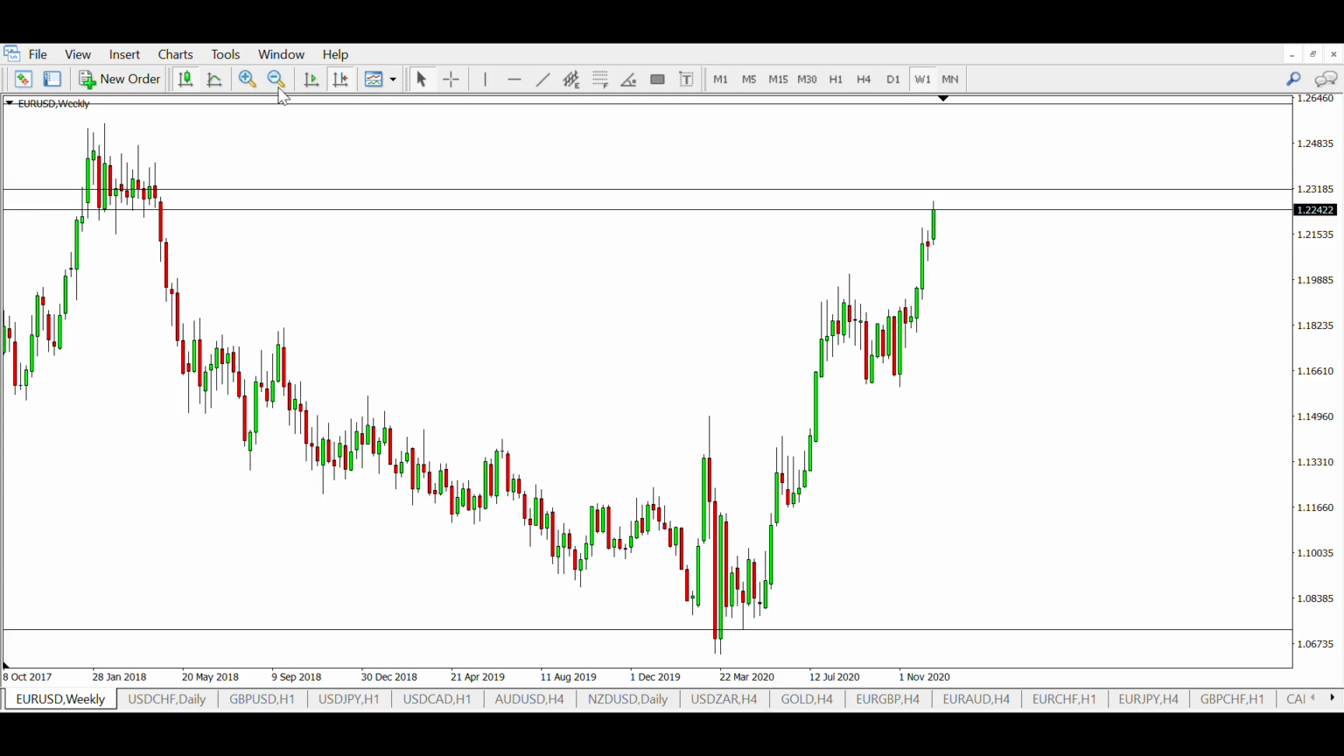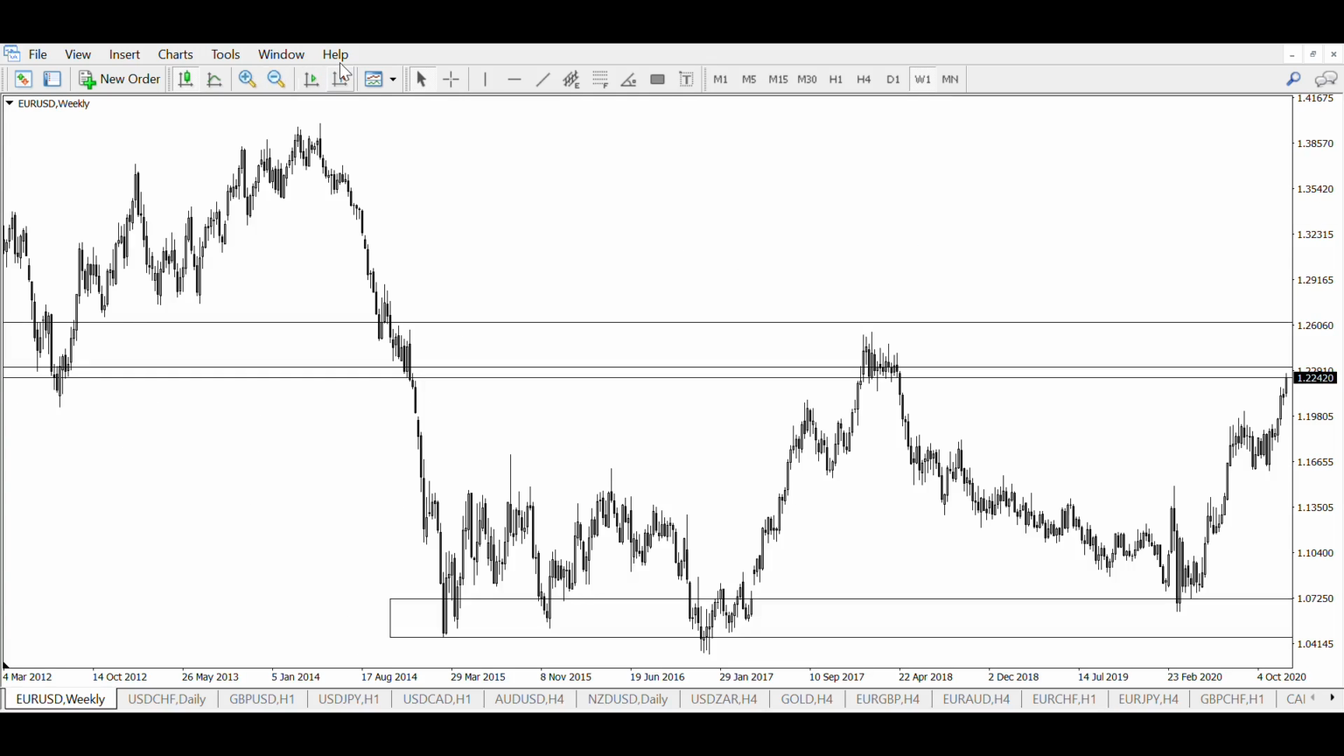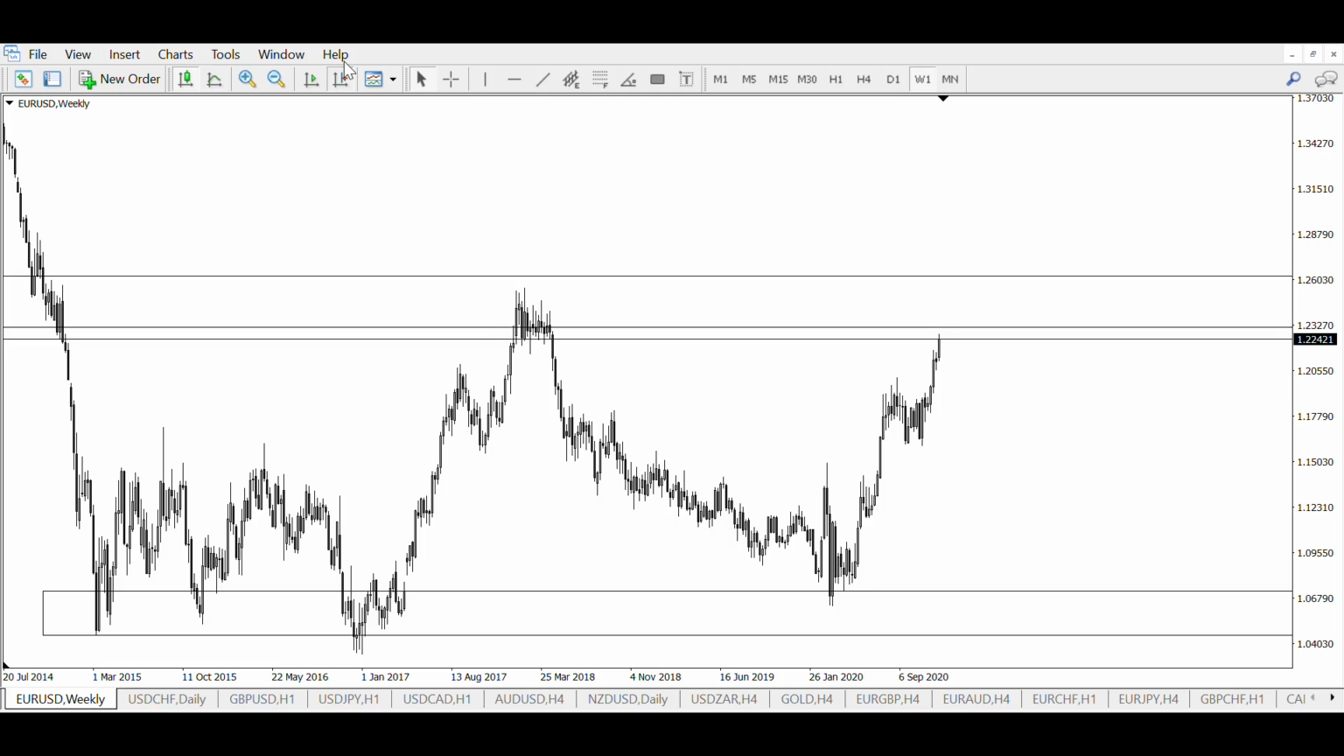Now, when I look at my 3-step process, and I always bring it down to the weekly, this is where I always start. I will see that price has been making higher highs and higher lows, and that to me is indicative of an uptrend. So now that I know that price is in an uptrend, I just want to get my zones so that I know where price will reject from.